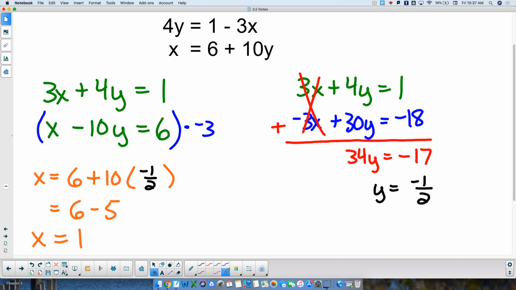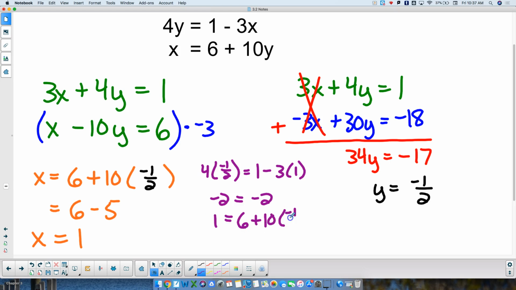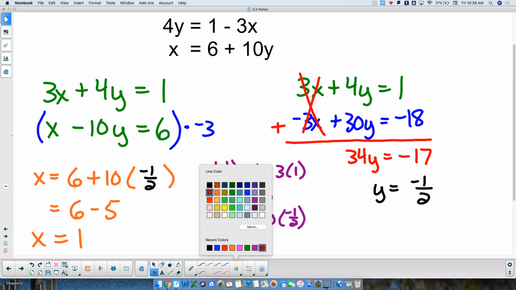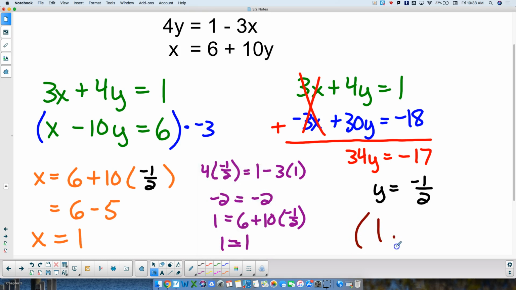Checking it back, 4 times negative 1/2 is negative 2. 1 minus 3 times 1 is 1 minus 3, which is negative 2. Checks out in the first one. In the second: 6 plus 10 times negative 1/2. 10 times negative 1/2 is negative 5. 6 plus negative 5 is 1. Oops, that should be an equal sign there. So my answer here is 1, comma, negative 1/2.